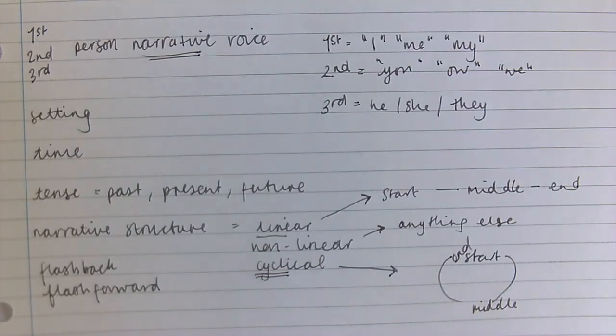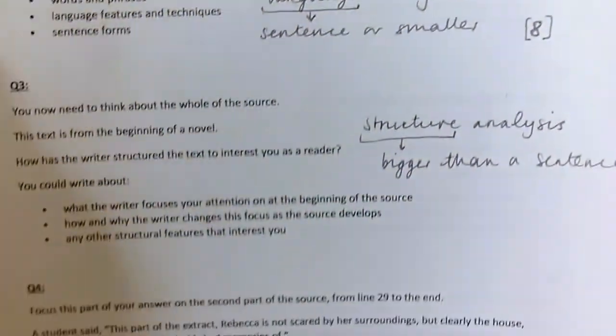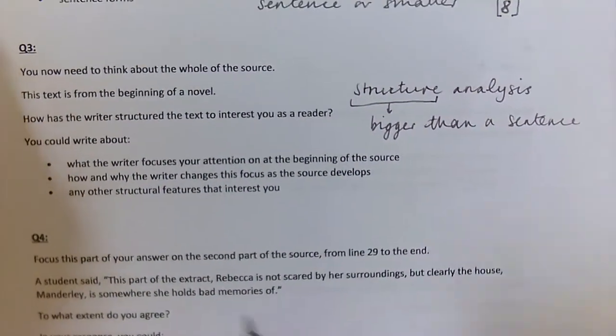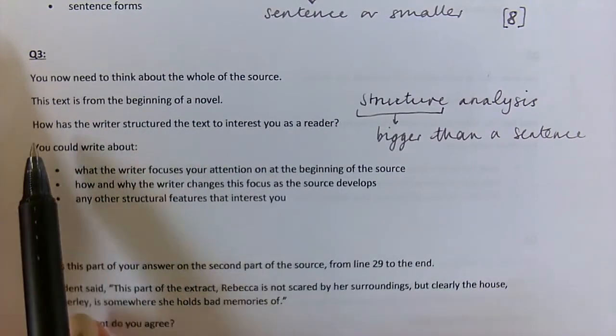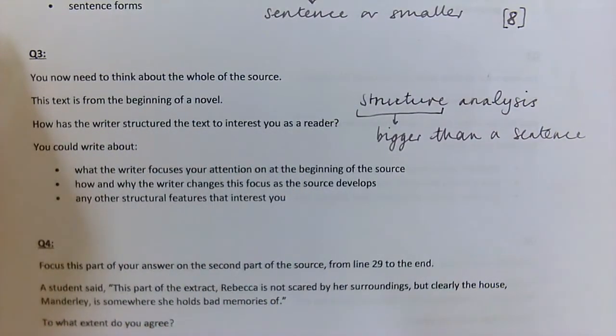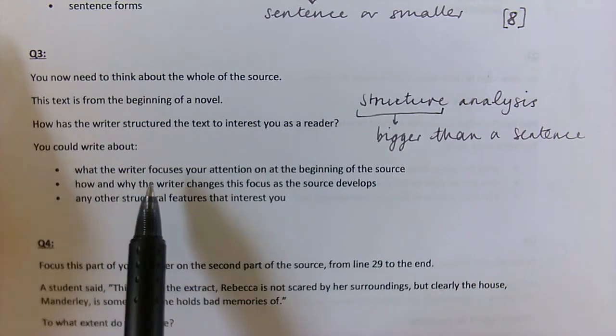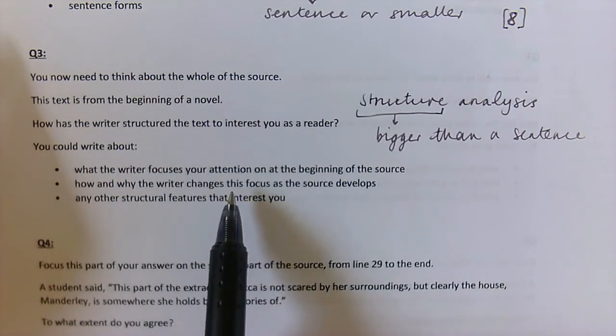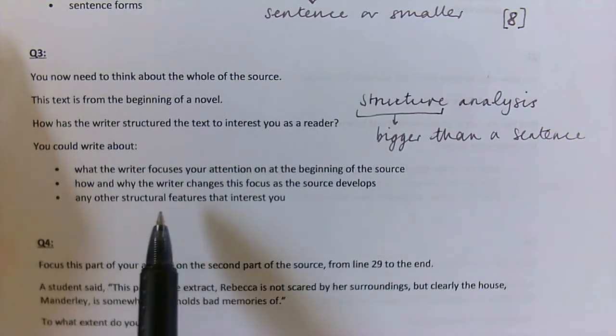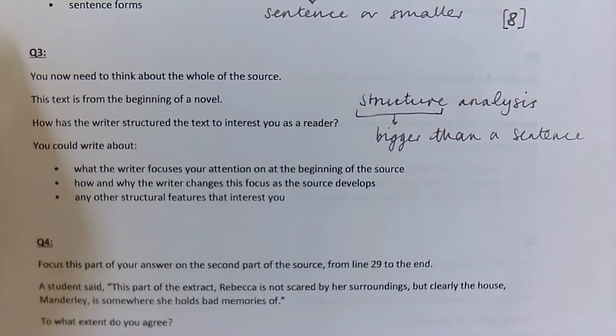However, if you want to stop now and attempt the question without seeing how I might go about answering it, go to your question 3. You need to think about the whole source. This text is from the beginning of a novel. How has the writer structured the text to interest you as the reader? Think about what the writer focuses your attention on at the beginning of the source, how and why the writer changes this focus as the source develops, and any other structural features that might interest you.